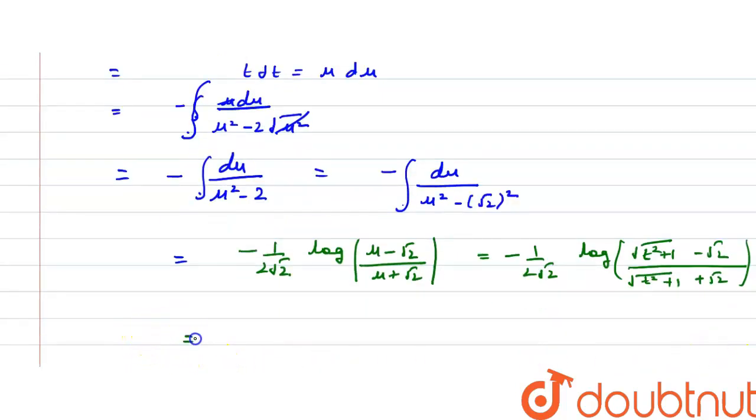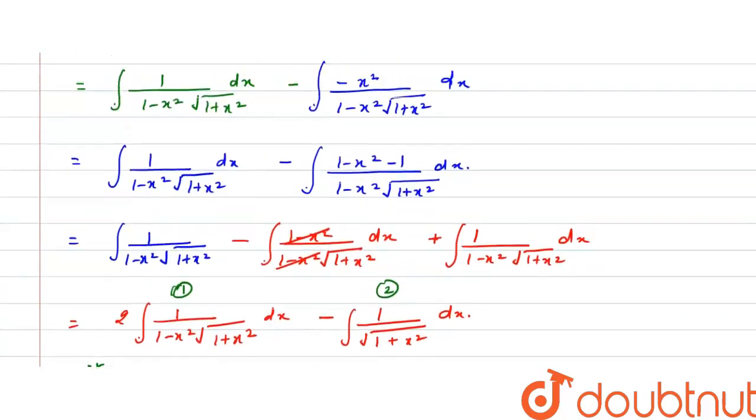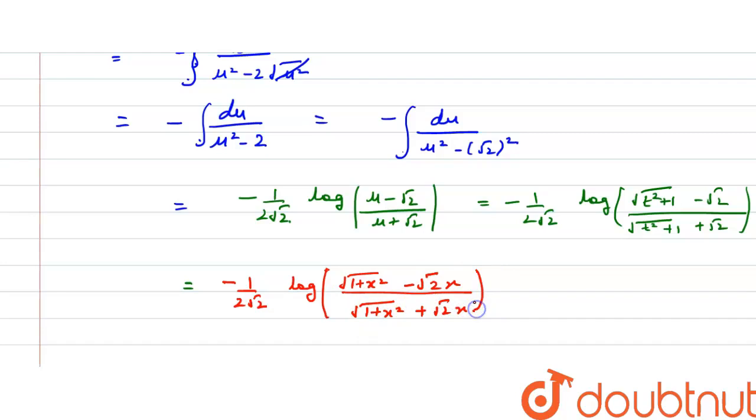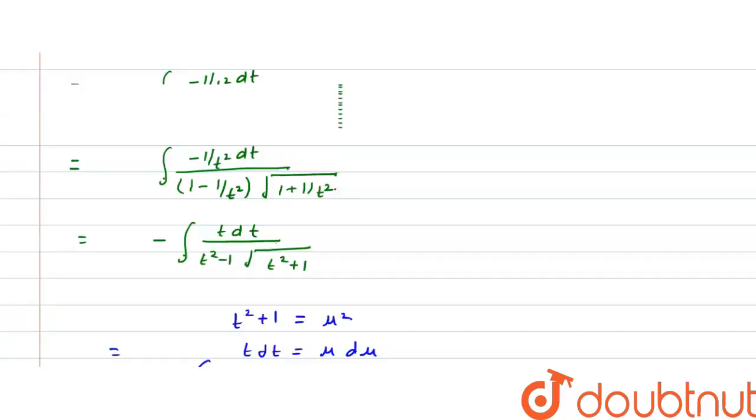Now in place of t we write x, where x is equal to 1 by t. So the equation becomes minus 1 by 2 root 2 log of (square root of (1 plus x square) minus root 2 x) divided by (square root of (1 plus x square) plus root 2 x). This is the integration of the first part.